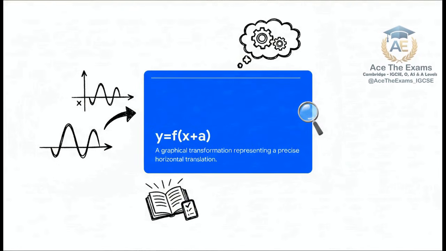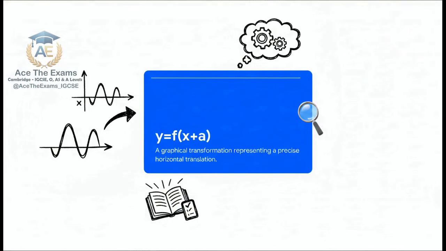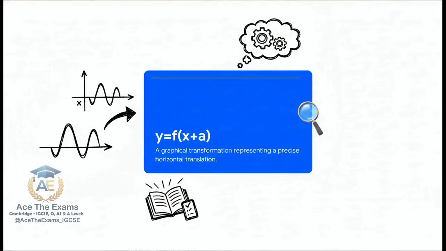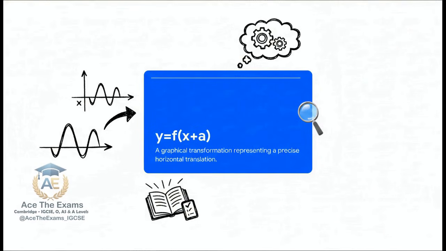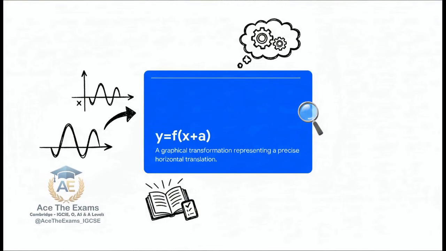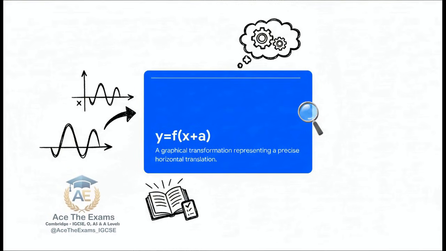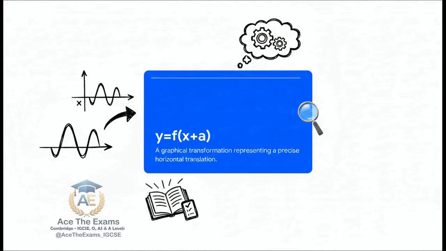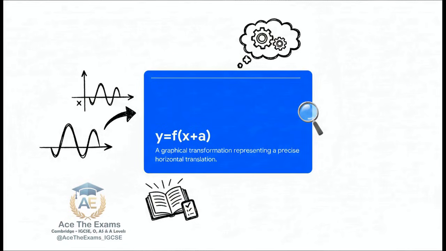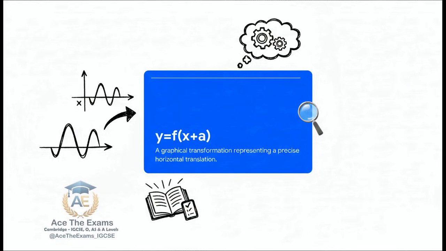Now I want you to gently shift your focus and contrast that with our next principle, y = f(x + a), but this time the constant is tucked away inside the bracket. This is our horizontal translation. Notice how the shift operates internally within the function itself. It directly alters the x values before the function is even evaluated. It's a subtle but absolutely profound difference from our previous principle.